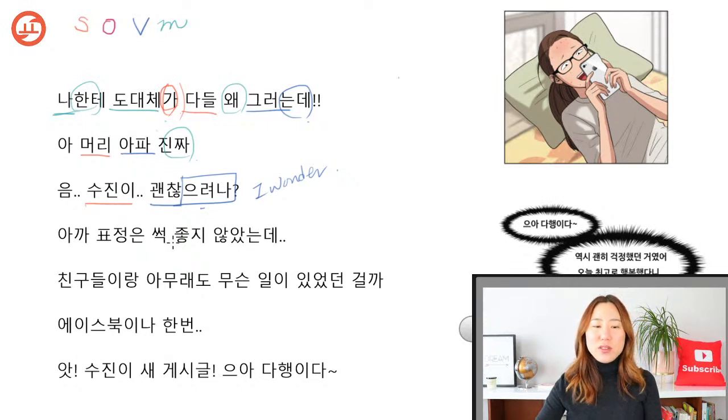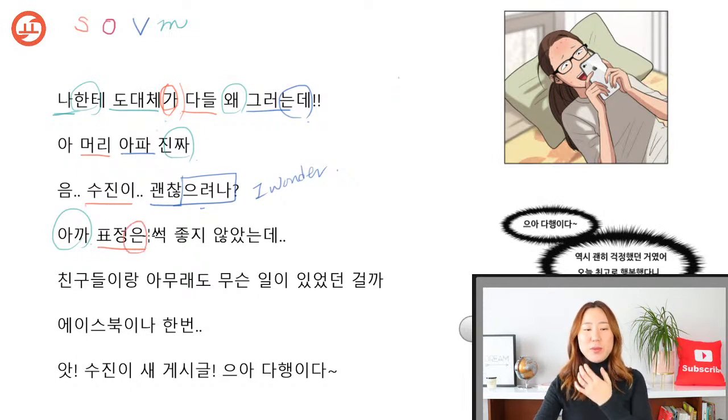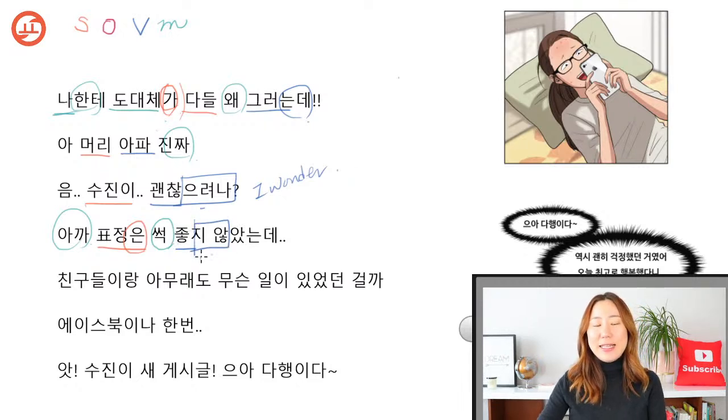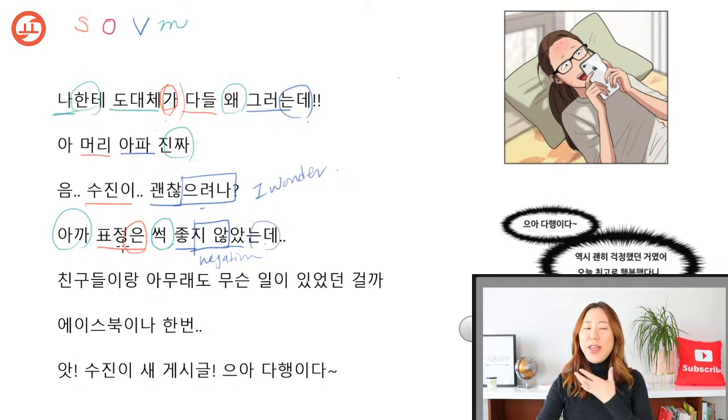아까 표정은 썩 좋지 않았는데. Earlier, 표정 is a facial expression. Subject particle. 썩. This is quite 좋지 않았는데. 좋다 verb with 지 않다. Negation. Past tense 는데. Okay? Earlier her face wasn't that great. Meaning her facial expression wasn't that great.